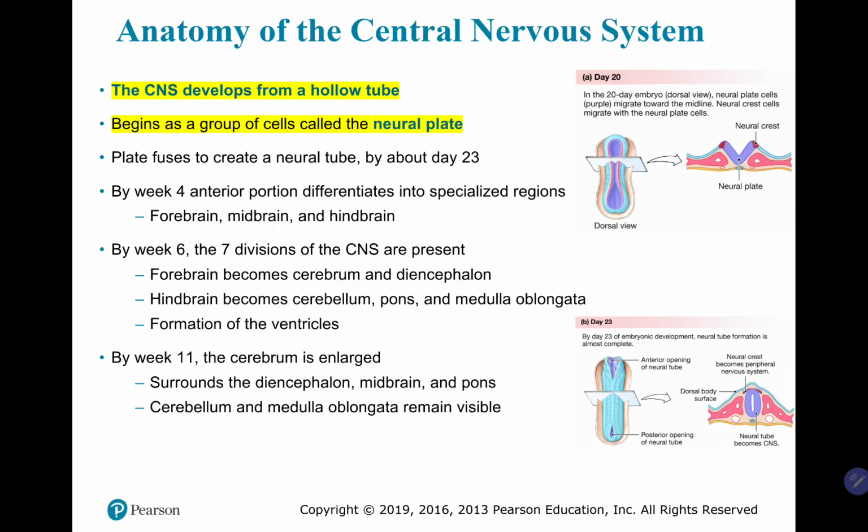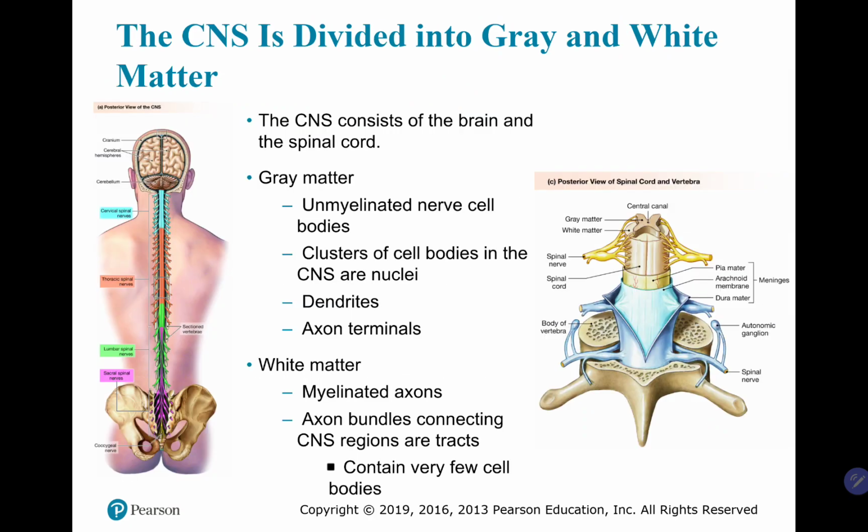Now, the central nervous system had developed from a hollow tube. But before that hollow tube, the central nervous system all began as a neural plate. We started as this neural plate, and then it closed up and became a neural tube. It became a neural tube as it closed up, but again, it started off as a neural plate, then became a neural hollow tube. The central nervous system consists of the brain and the spinal cord.